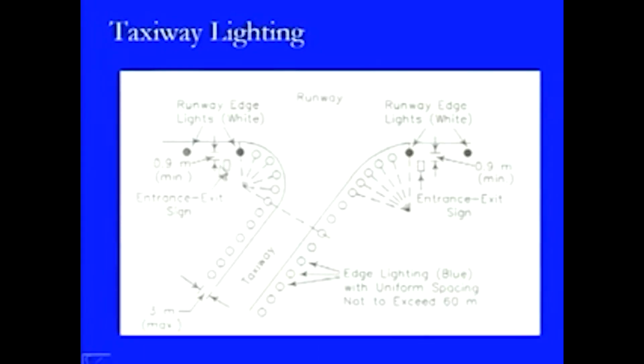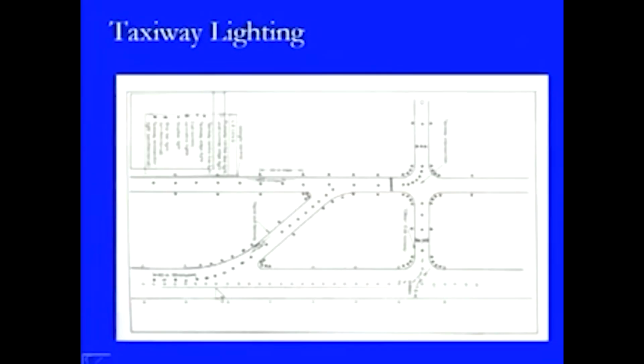And there is another set of lights which is provided, which defines the entrance or the exit signage, which is located at this particular location. This is another diagram which shows the various lightings being provided. Here, this is a runway strip, this is a parallel taxiway, this is the rapid exit taxiway, and this is the perpendicular taxiway line being provided.